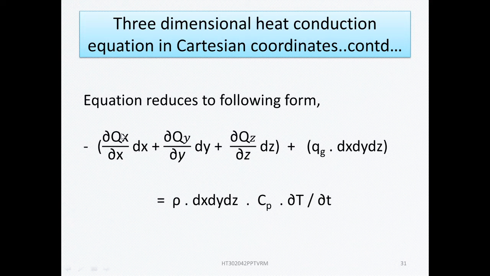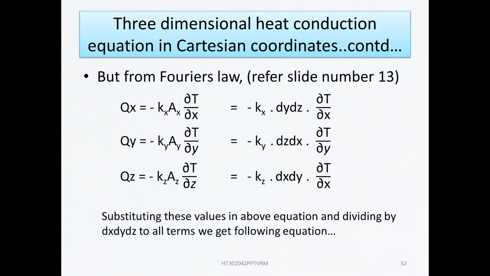So when we have got this equation, what we can do is replace this qx, qy, qz by using Fourier equation. Now what Fourier equation says is this: qx is equal to minus kx ax ∂T/∂x. Now what is this kx ax? Kx is thermal conductivity in x direction, ax is the area through which heat is passing in x direction, and ∂T/∂x is nothing but the temperature gradient with respect to length. So this is Fourier's law, or we can say Fourier's equation.